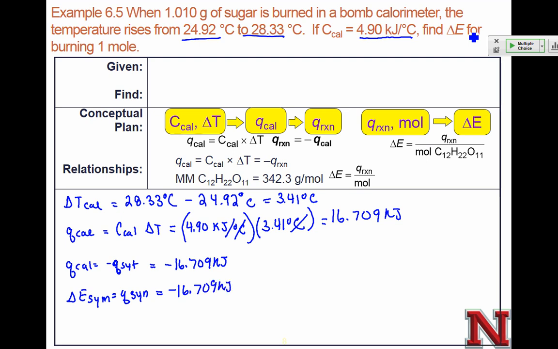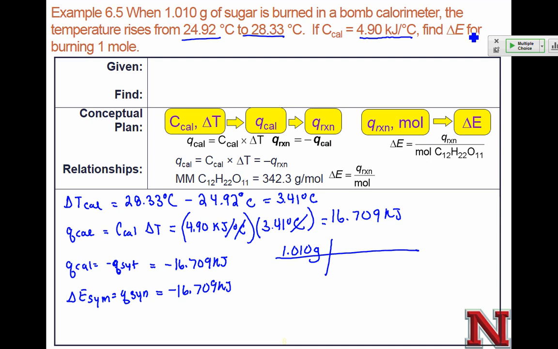Now that's for 1.010 grams of sugar, but they want to know the delta E of the system per mole, which is going to be more useful in the long run because we could relate that no matter how many grams of sugar if we knew our delta E per mole. So we need to know how many moles of sugar we actually burned, and we can do that. We've been doing that for a while in this class.